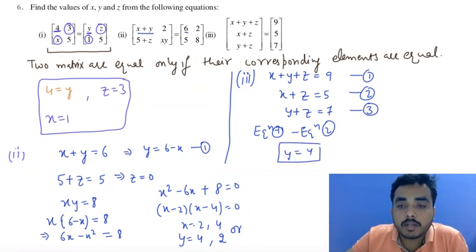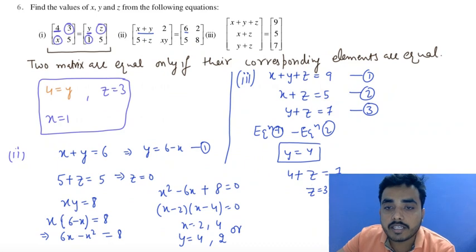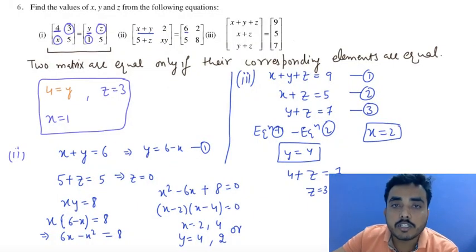हमारे पास y तो 4 आ गया. Putting the value of y equals to 4 in equation 3. So this is 4 plus z is 7. Z becomes 3. अब z भी 3 आ गया है. And x, y और z की वैल्यू हम फर्स्ट इक्वेशन में डाल देते हैं. So this becomes x equals to 2. So solution to this is x2 y4 z3. Z is 3. This is x, y, z.